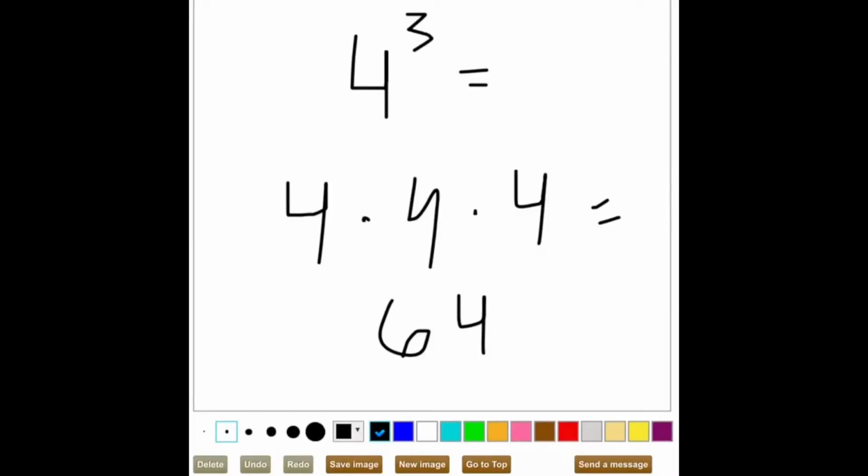Rational exponents can also have negative and fractional exponents, such as 4 to the negative third. And what the negative exponent tells us is how many times you multiply by the reciprocal of 4, which when you multiply is 1/64.